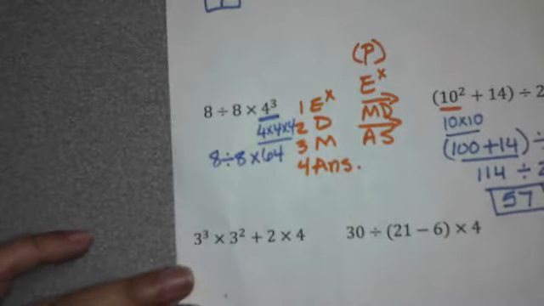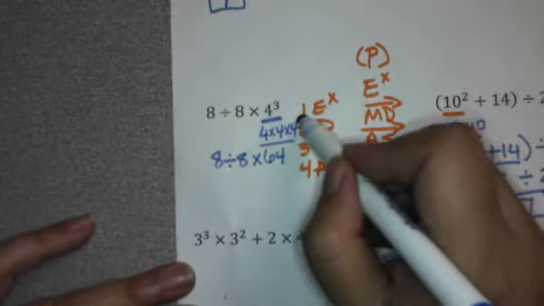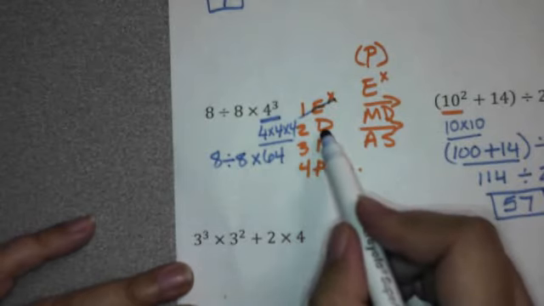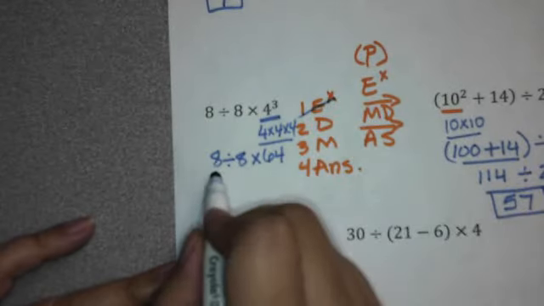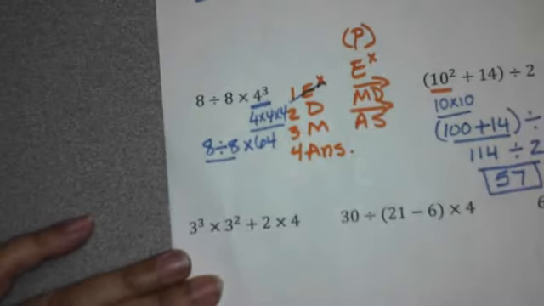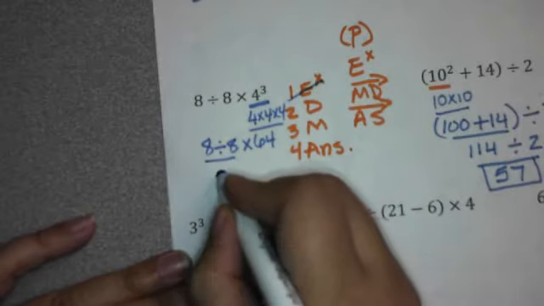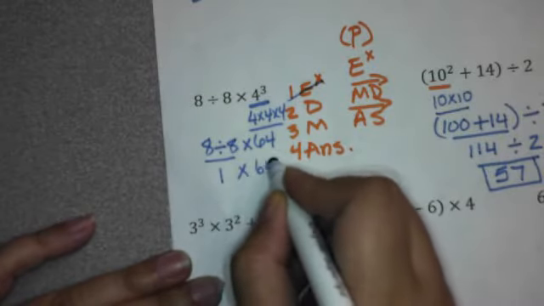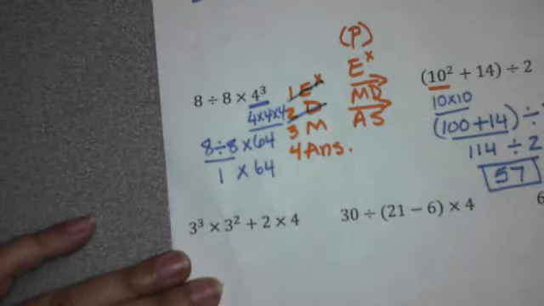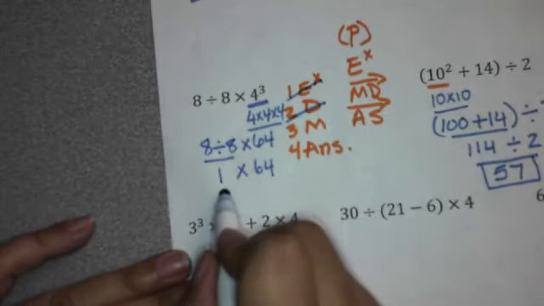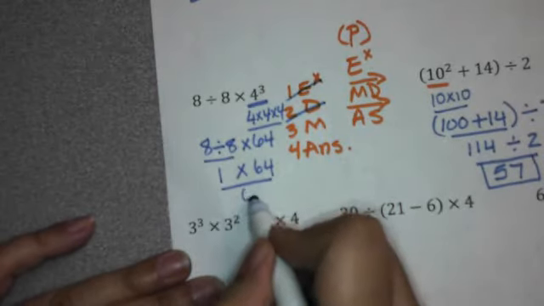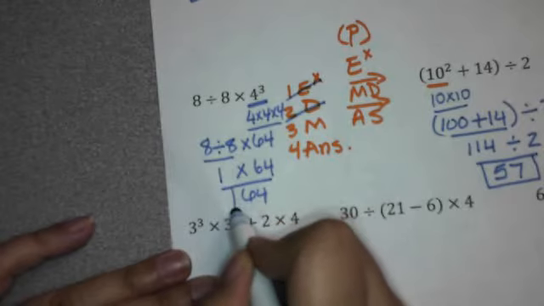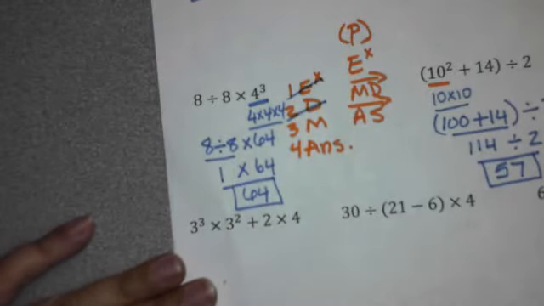Once you have this, let's see, we did step number 1, so we go to step number 2. We are going to divide. Underline the division. 8 divided by 8 is 1. Rewrite. 1 times 64. We're done with division. So let's do the multiplication. 1 times 64 is 64, and that is your answer.